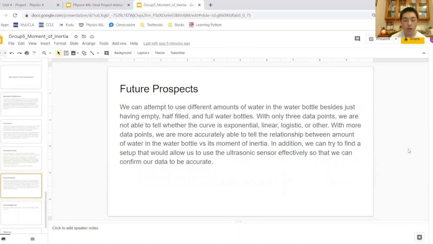In the future, to improve our project, we could use different amounts of water in the water bottle, so we could get a smooth curve for the graph of amount of water in the water bottle and its moment of inertia, because right now with only 3 data points, we can't really tell whether it should be a straight line or some other sort of curve. And in addition, in the future, we could also use larger objects so that the ultrasonic sensor could pick them up more easily. And this could include using a gallon of water instead of just a small water bottle, or maybe a soccer ball or a basketball.